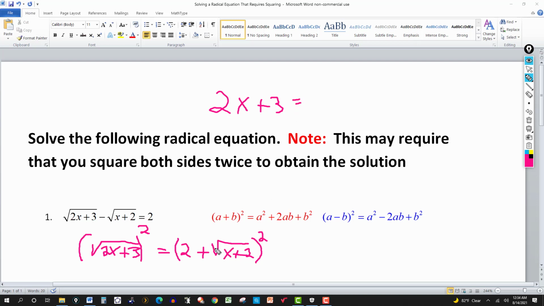Now, on the right side, I'm squaring 2 plus the square root of x plus 2. So using this formula right here, I square the first term. That would be the a here. So 2 squared is 4. And then it's double this product right here. Okay? So 2 times this, and then times 2 again. So this will give me a plus 4.